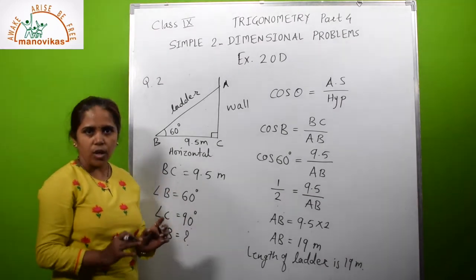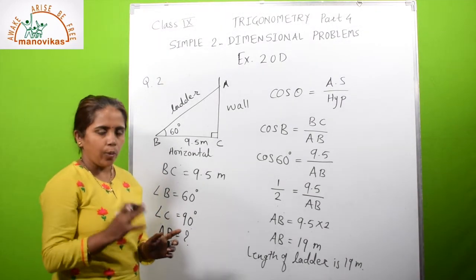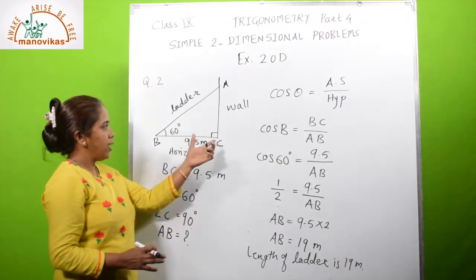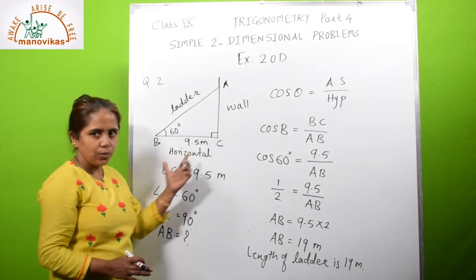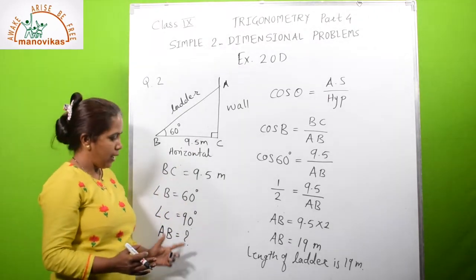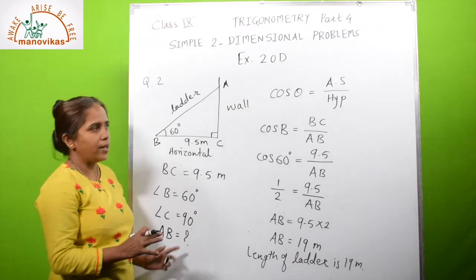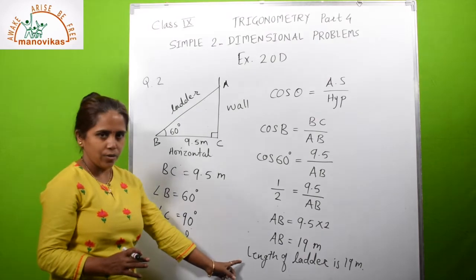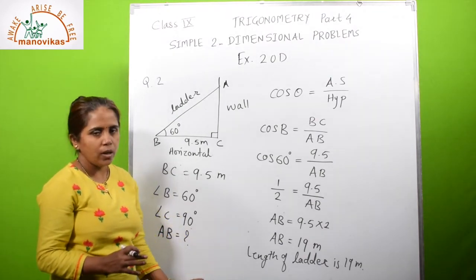So first of all, read the question. According to the given condition, draw the figure. Then label the figure, write down the given measurements and what we have to find. And according to what we have to find, use the proper trigonometrical ratio, you will get the answer. This is about question number 2.